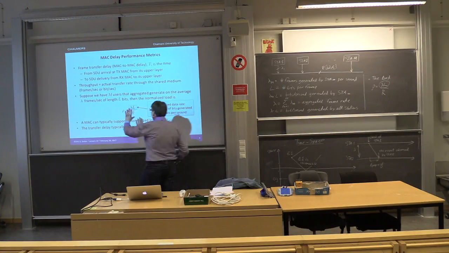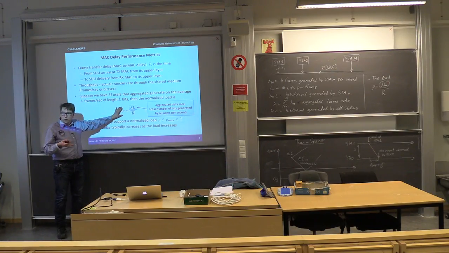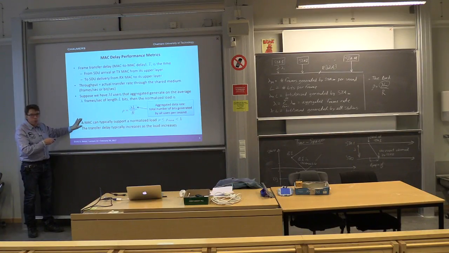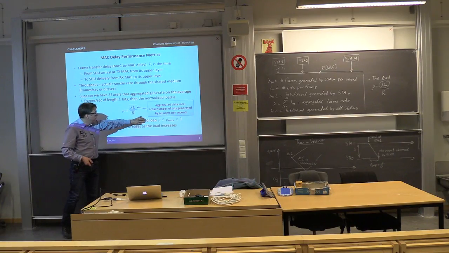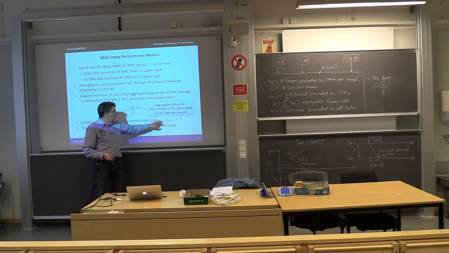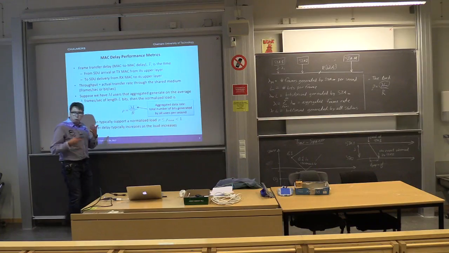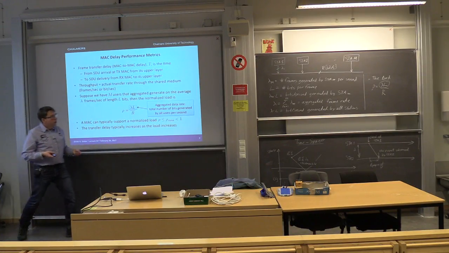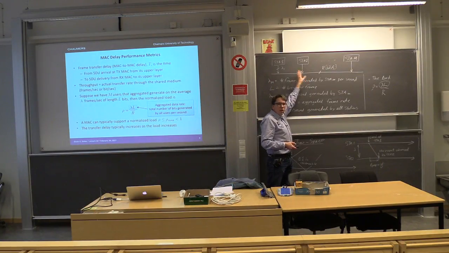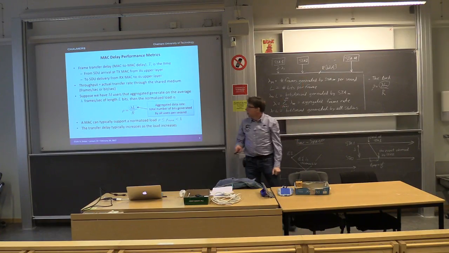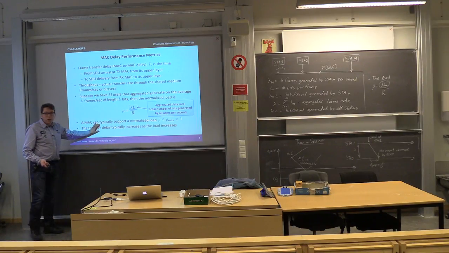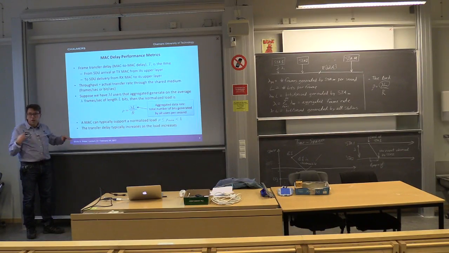So this load here is basically how much we stress the system. Now, a practical medium access control scheme can support a load that has to be less than some rho max, which is less than 1. Okay, just to take into account the fact that in order to coordinate the stations here, we need to communicate over this medium, and that takes away some of the effective rate that we can support for useful data. The transfer delay typically increases as we push the system closer to its maximum capability.